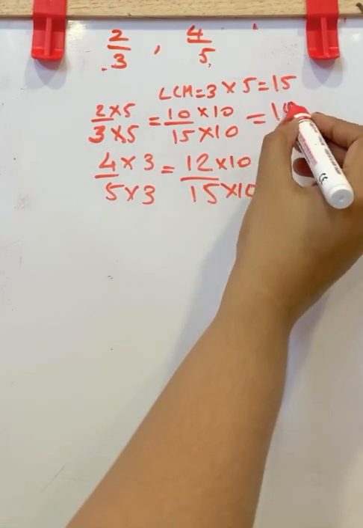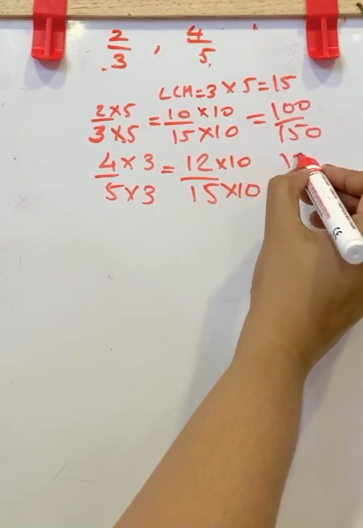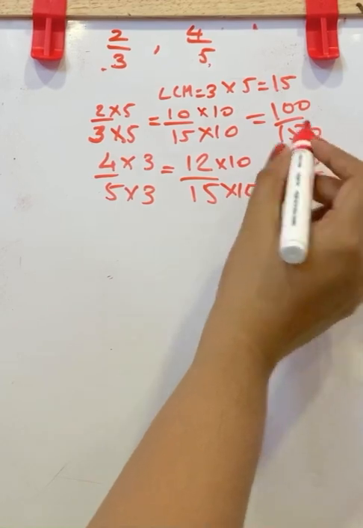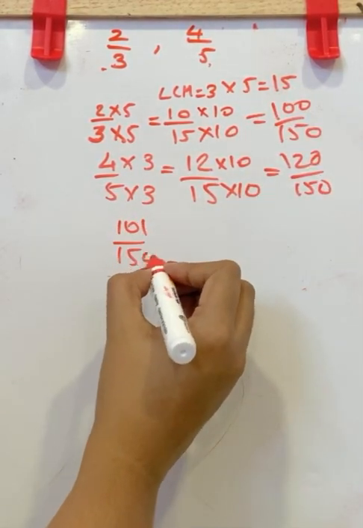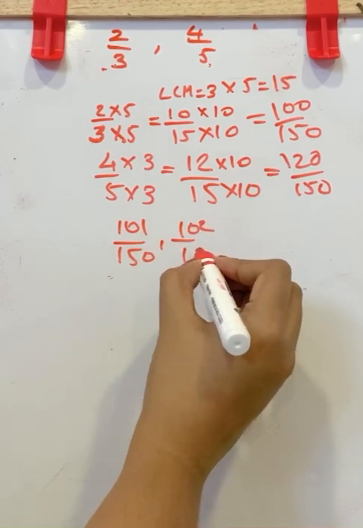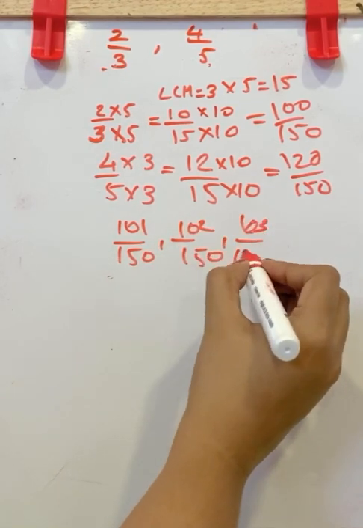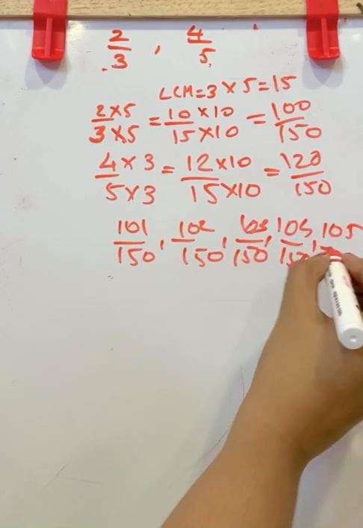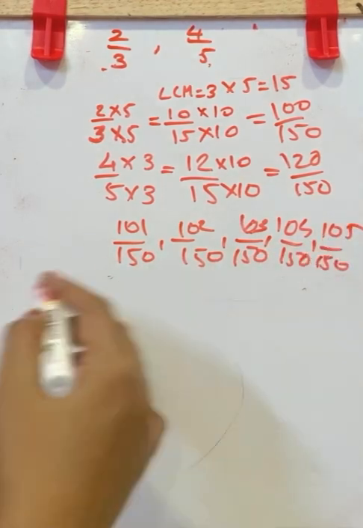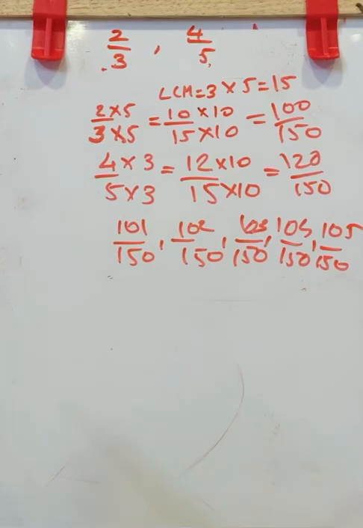So this becomes 100 by 150 and 120 by 150. Now between 100 and 120 you can find 101 by 150, 102 by 150, 103 by 150, 104 by 150 and 105 by 150. Now I got 5 rational numbers between these two fractions.